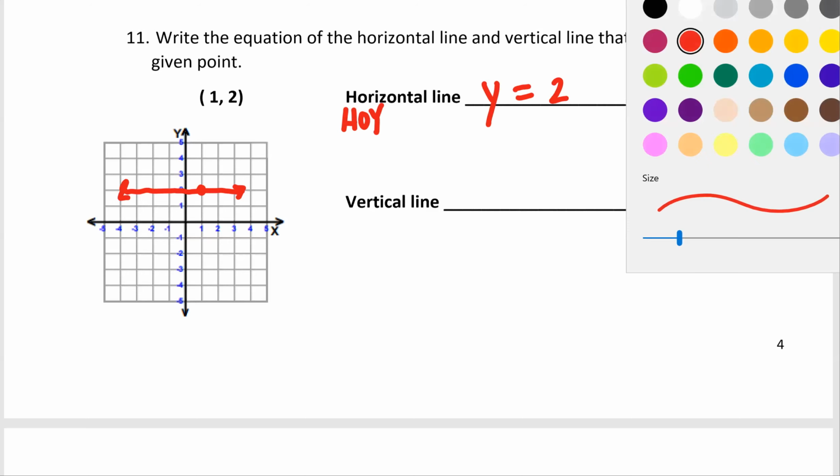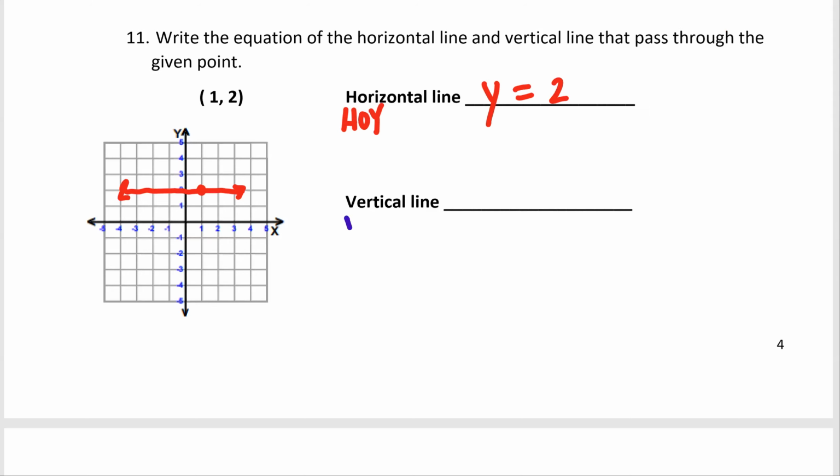If I want to draw a vertical line, I'm thinking vux, vertical line undefined x equals. So the equation of the vertical line is going to be x equals, and in this case, it's going to be x is equal to the x value, which is 1.